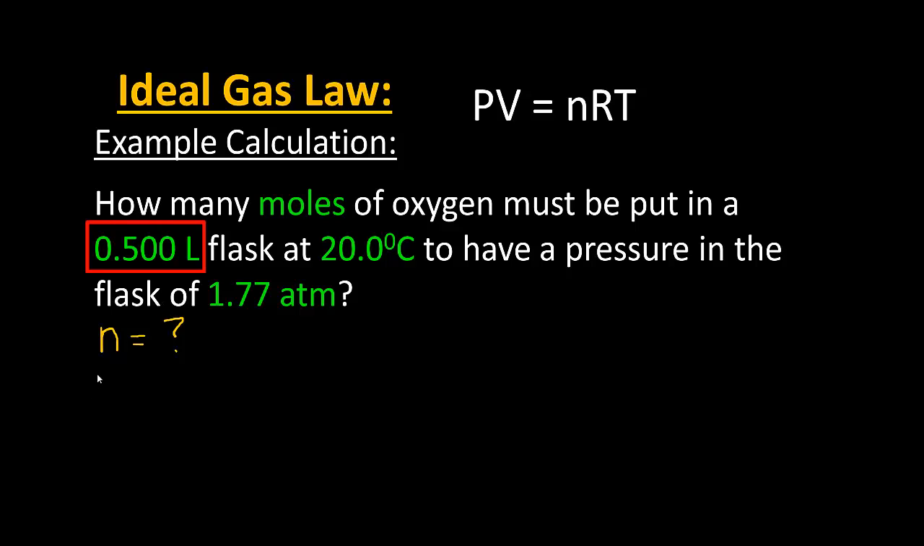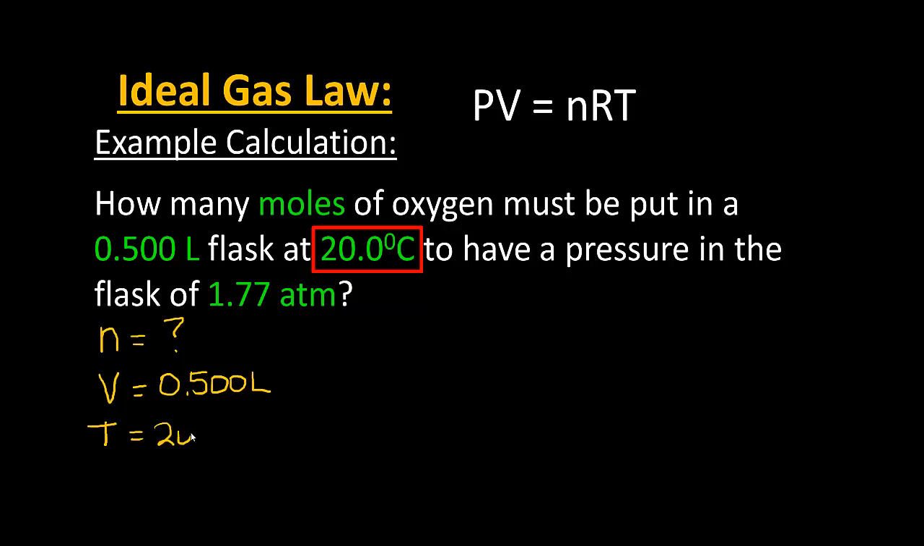0.500 liters is a volume. And it is already in liters, so that's good. We don't have to do any conversions. Our temperature is 20 degrees C. Temperature must be in Kelvin, so I'm going to go ahead and convert that now. And that is 293 Kelvin. To convert temperature from Celsius to Kelvin, all I do is add 273.